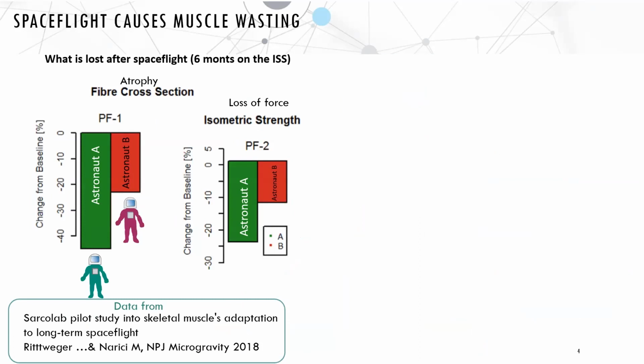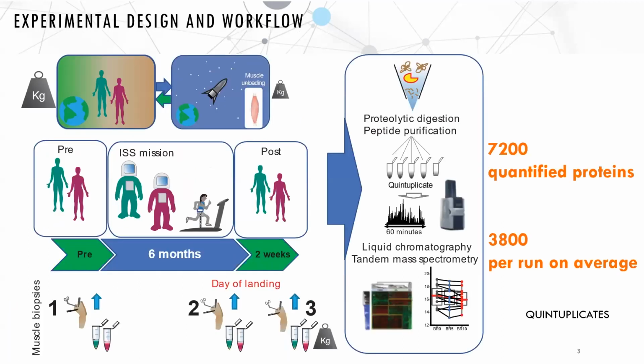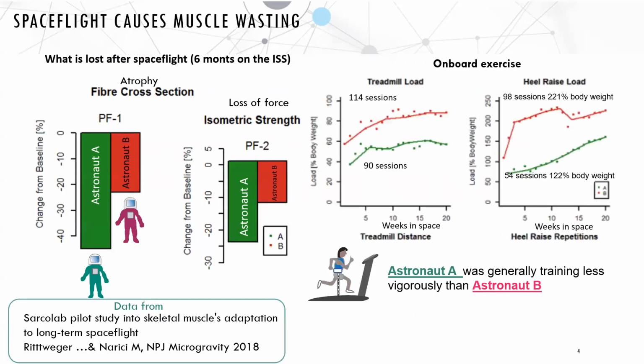Luckily for us, these astronauts had been characterized very well before by the group of Marco Narici, in a very important paper from 2018. And as you can see here, astronaut A, the green astronaut, that will be color-coded throughout the talk, lost around 50% of its fiber cross-sectional area over 6 months of spaceflight. The other astronaut is doing a bit better, but still lost 20%. In terms of strength, it's more or less the same pattern, but this difference is logical, because these two astronauts trained very differently.